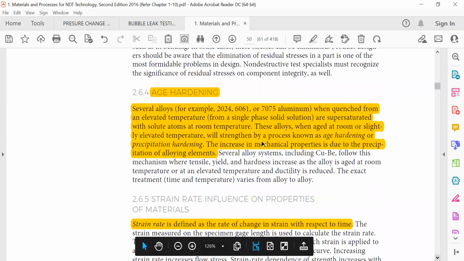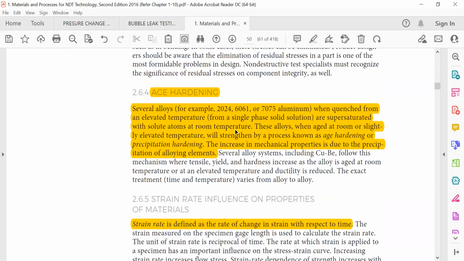Age hardening. Aluminum alloys quenched from elevated temperature are supersaturated with solute atoms at room temperature. These alloys are then aged at room or slightly elevated temperature. They are strengthened by a process known as age hardening, precipitation hardening. Several alloy systems, including copper-beryllium, follow this mechanism.